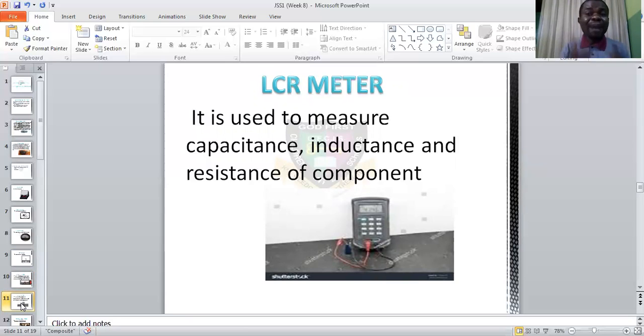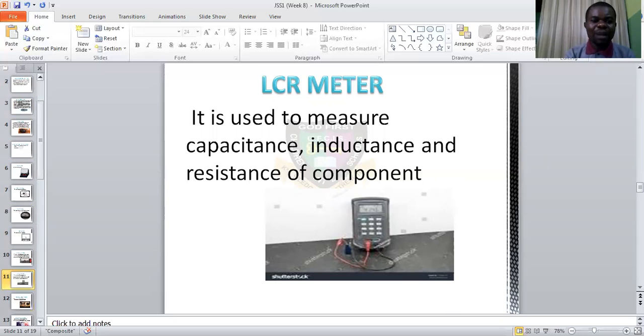So we talked about capacitor and inductor the other day. We said capacitors store charge and release it for you to make use of when there is no current flowing again. So it is used to measure the value of that capacitance in that capacitor. We call it the capacitance of a capacitor. Then it is also used to measure inductance, that's the inductance of an inductor, and then the resistance of a resistor too. It's also like the multimeter. It's a multitask instrument too. I mean, put it that way.